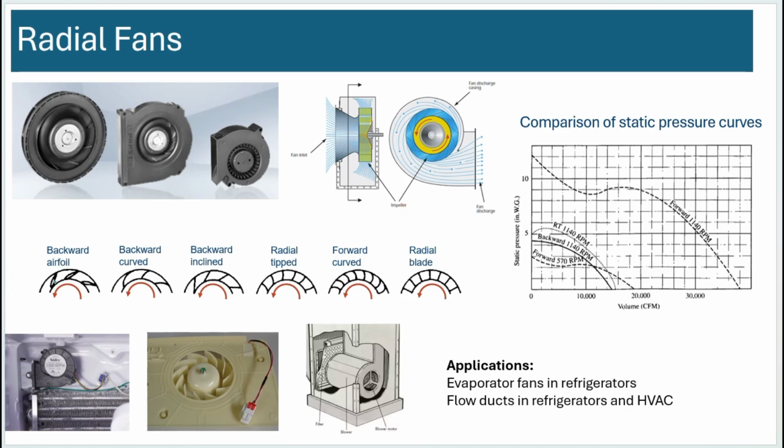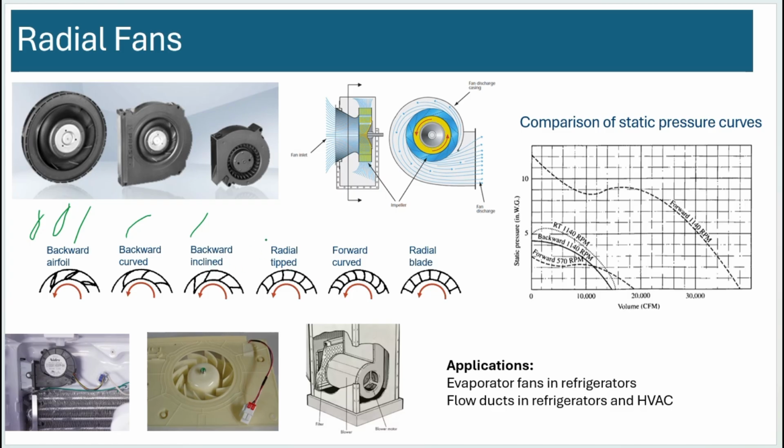In this case, the blade is actually an airfoil blade, so it has an airfoil shape instead of being a flat blade like that, right? So then you have a backward airfoil. If you have a curved blade with no airfoil shape, you call it backward curved. If it is just a straight line but inclined backwards, it's called backward inclined.